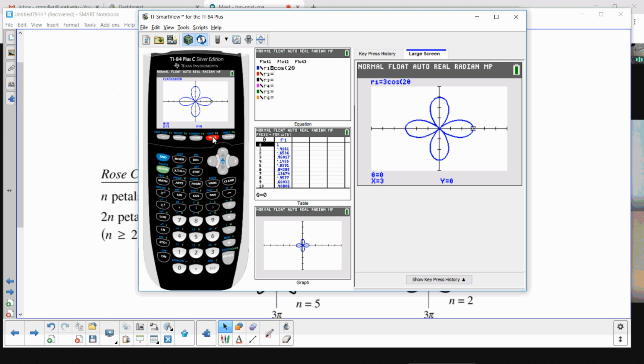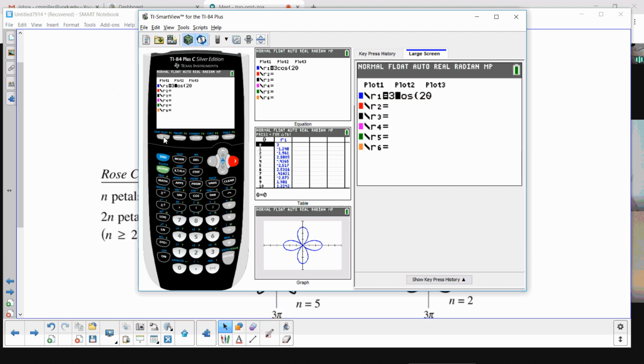Now, what's key to note here, remember cosine is along the x-axis. Your axis of symmetry is going to be the x-axis when it involves a cosine. So it starts on the x-axis. And notice that when I put a 2 theta, it gave me 4 petals. 2 theta gave me 4 petals. How about if I put 3 theta.